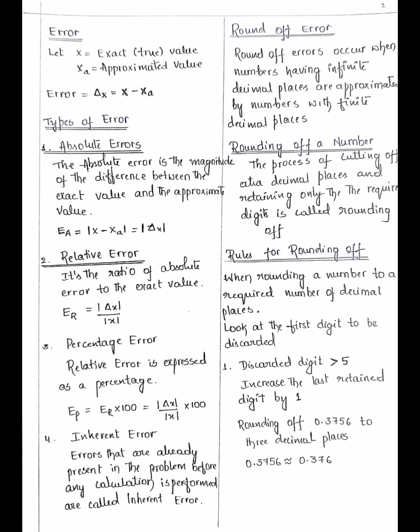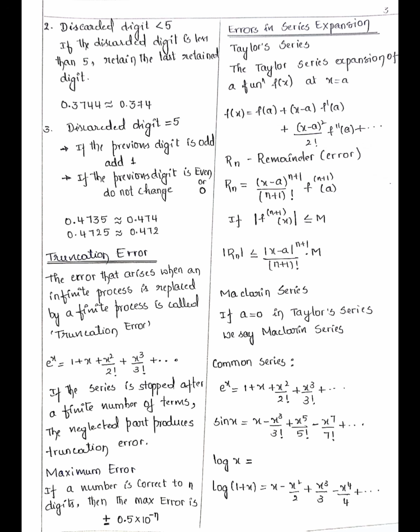So we have different types of rounding off the error. The first one is discarded digit greater than 5, meaning if your value is 0.3756, and I say that up to 3 decimal places it is fine for me, the last value is 6, so it is greater than 5, so I'm just taking it up. If it is less than 5, then we'll not add one more for that. If it is equal to 5, if the previous number is even or 0, we'll not add it. If the previous number is odd, then we'll add 1 for that.